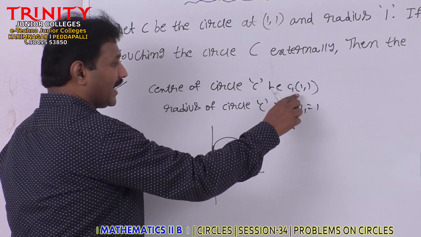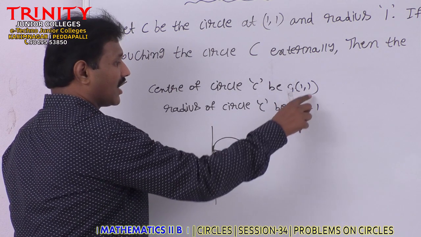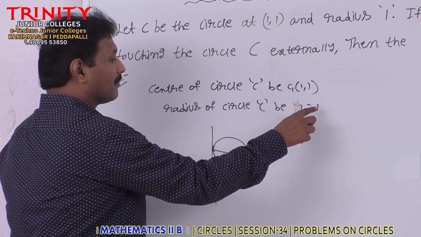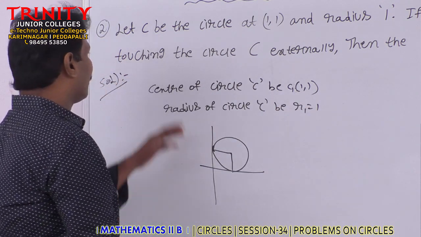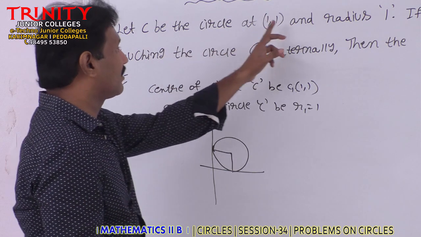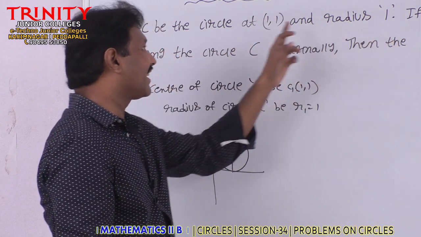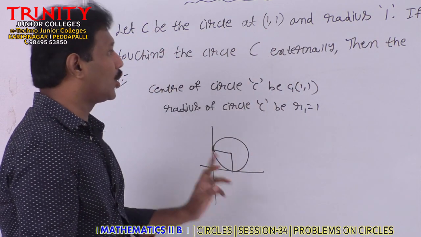That's why, because the center is (r, r) and the radius is r. That is (1, 1) with radius 1. Let C be the circle at (1, 1) and radius r. Indirectly, the circle touches both the coordinate axes.